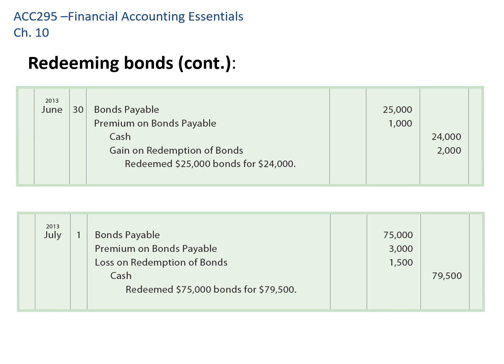So here's an example of paying out cash to redeem a bond payable. In this case, on the top one, we have a $2,000 gain. On the bottom one, we have a $1,500 loss.